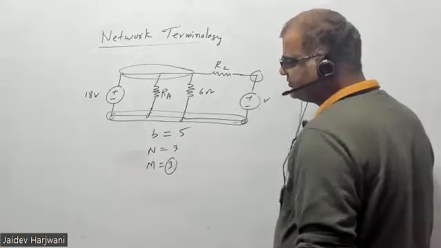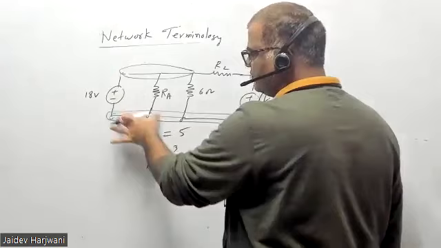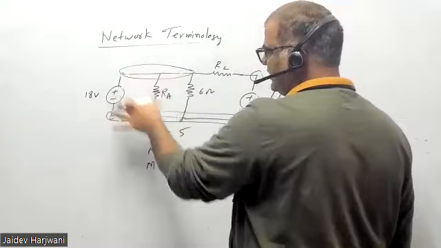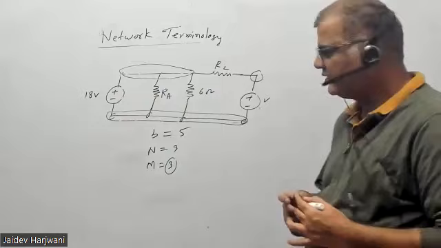Mesh is only 1, 2, 3, so that you can also count here. So you have to identify the node. Similarly, this node and this node and this node have 1, 2, 3 components. And then this node and this node have a component between them. So this satisfies the definition of a node. These are all nodes.